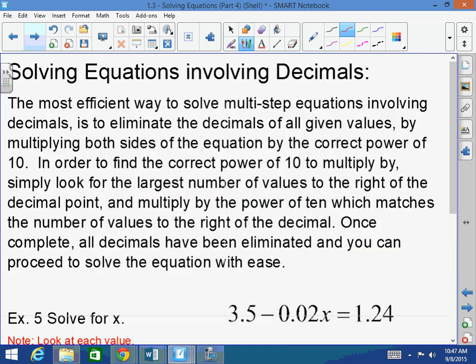Thank you, sir. Okay, now, solving equations involving decimals. This is a lot easier, in my opinion. The most efficient way to solve multi-step equations involving decimals is to eliminate the decimals of all given values by multiplying both sides of the equation by the correct power of 10. In order to find the correct power of 10 to multiply by, simply look for the largest number of values to the right of the decimal point and multiply by the power of 10 which matches the number of values to the right of the decimal. Once complete, all decimals have been eliminated, and you can proceed to solve the equation with ease.